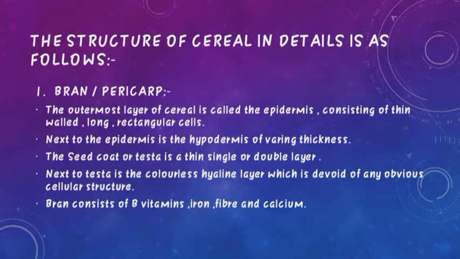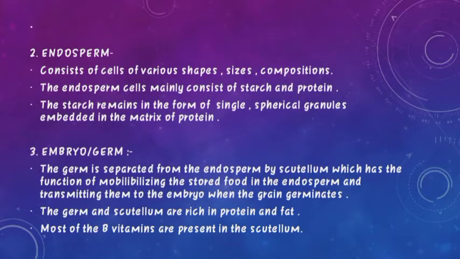Now, the seed coat or testa is a thin, single or double layer. Below this testa, there is a colorless layer called the hyaline layer, which is devoid of any obvious cellular structure. Bran consists of B vitamins, iron, fiber and calcium. Next is endosperm. It consists of cells of various shapes, sizes and different compositions. The endosperm cells mainly consist of starch and protein. The starch remains in the form of single spherical granules embedded in the matrix of protein.